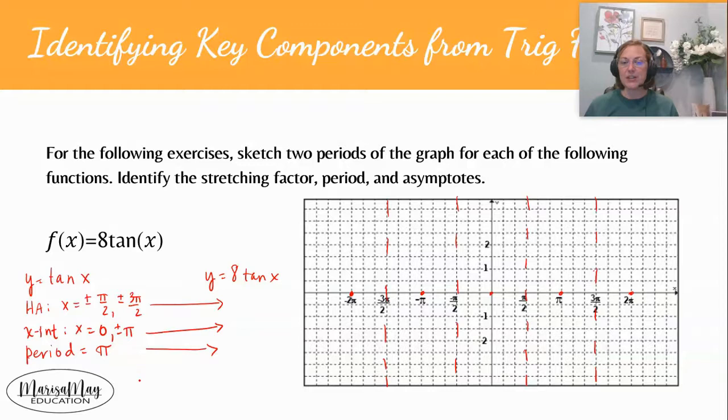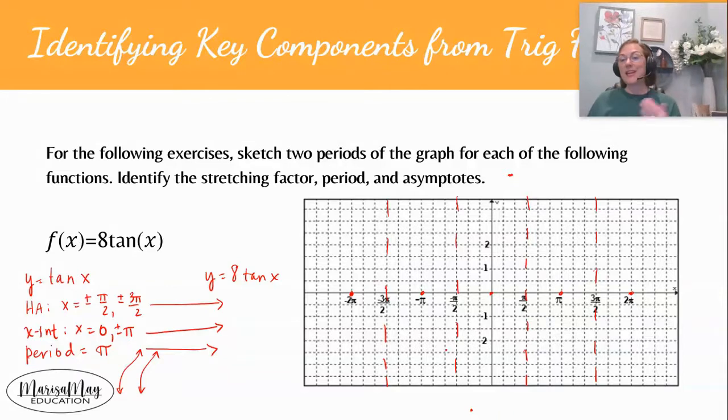So our last feature: I know that tangent of x looks like these little S curves in between the asymptotes. So how does 8 tangent of x then affect that? Well, on normal tangent of x, I know tangent of x at pi over 4 is 1. So that means when I go to pi over 4, which is halfway between, I would be all the way up at 8, which is going to be technically off of my graph. And that's okay. And then at negative pi over 4, I would be down at negative 8.